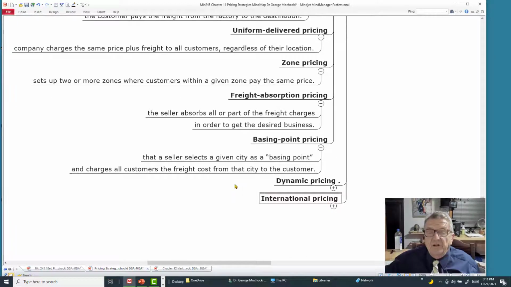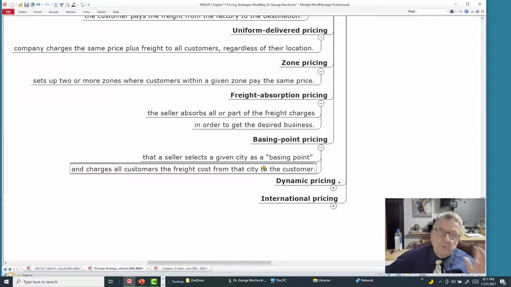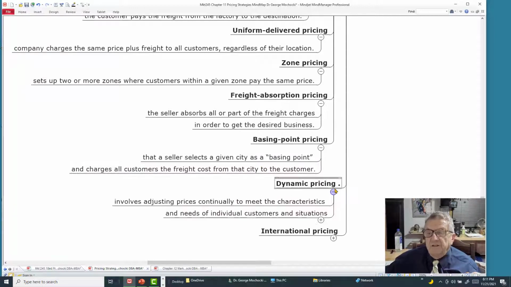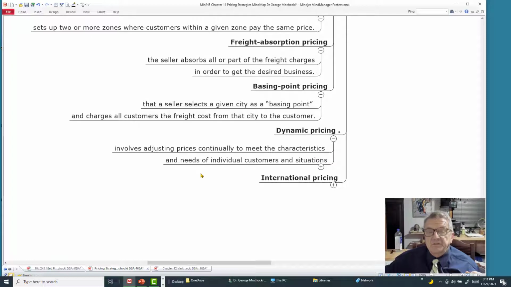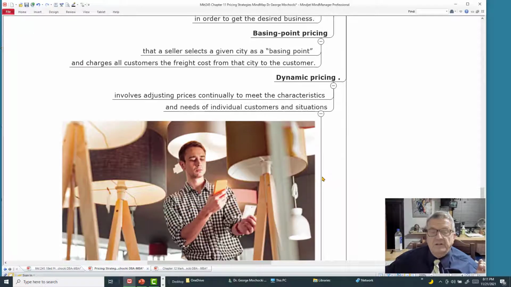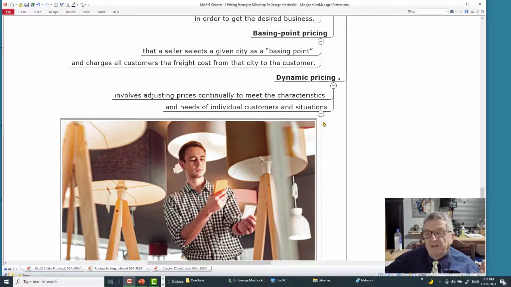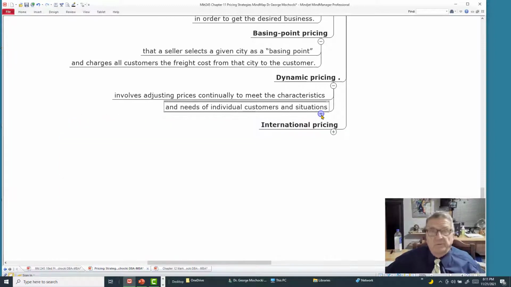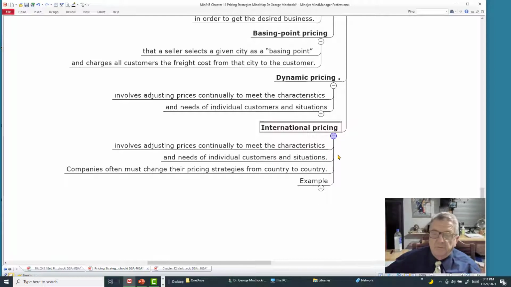Base point pricing is where the seller selects a city as a base point, like Chicago and surrounding suburbs, with just one flat fee. Dynamic pricing involves adjusting pricing to meet the characteristics of individuals. Okay. And if I'm looking at dynamic, he's looking at something here, he's just taking a picture, and a lot of times my iPhone will check the different prices at the store to see if I got the best price.